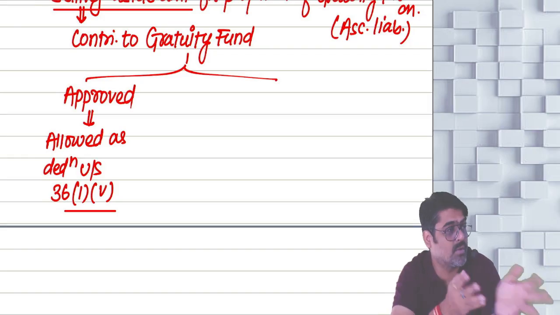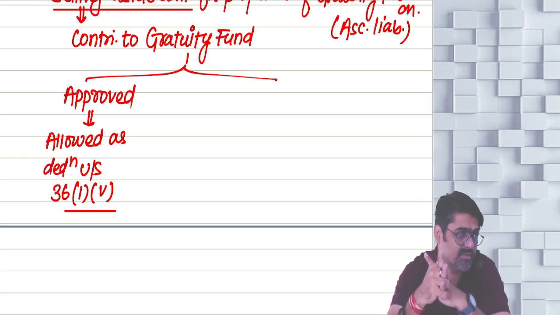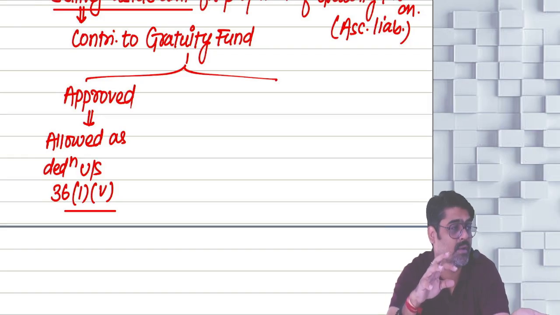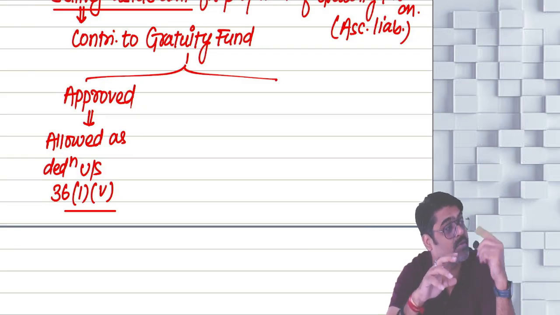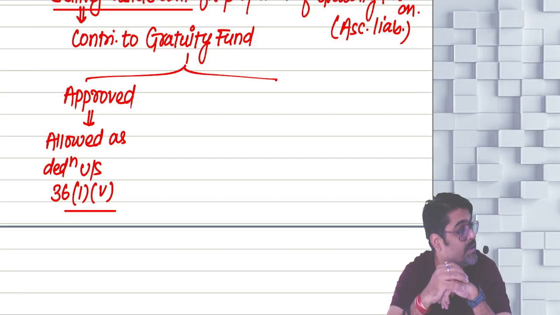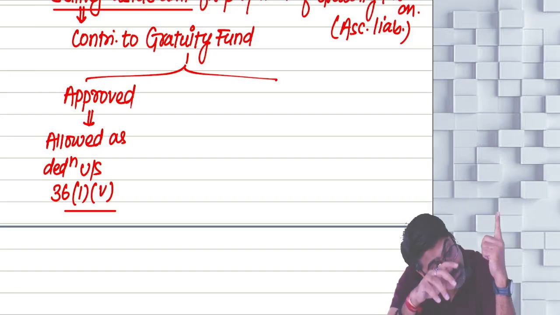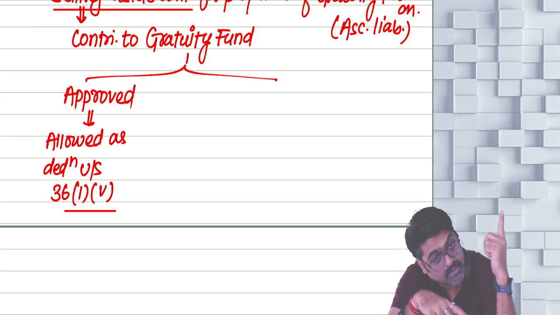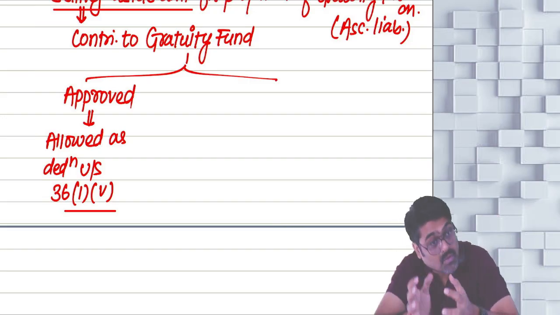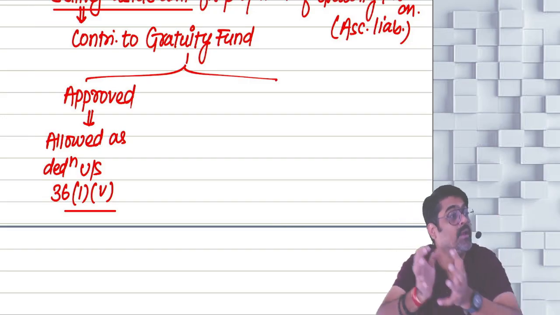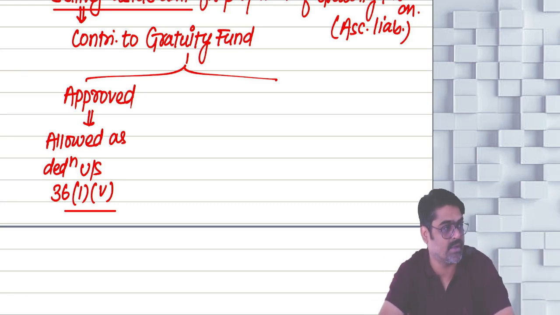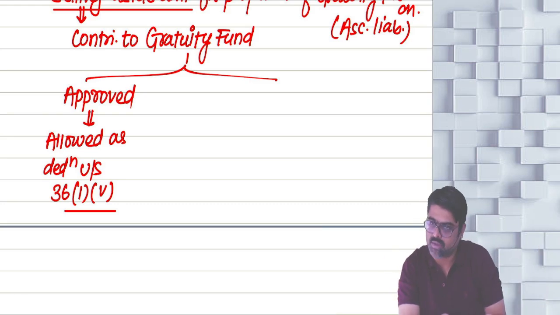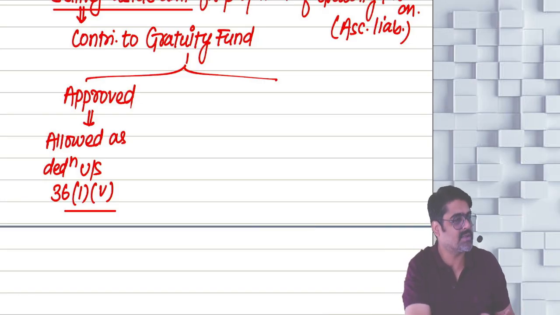So are you contributing to an approved gratuity fund? Yes. Why are you contributing? Because gratuity, which is your unascertained liability, gratuity which you are supposed to pay in the future, for making the payment of that gratuity, right now you are contributing to the fund, meaning you are setting aside some amount, meaning you are making a provision right now. This type of contribution is allowed as a deduction.